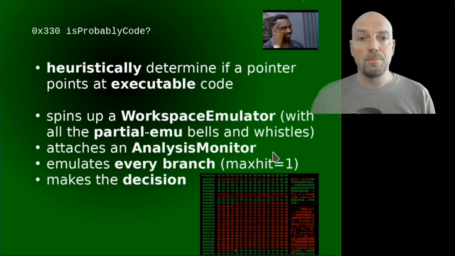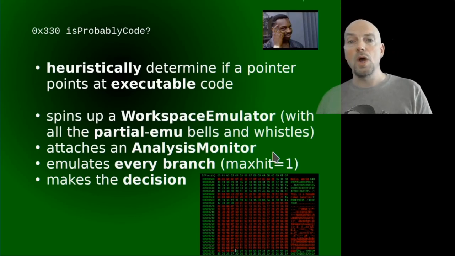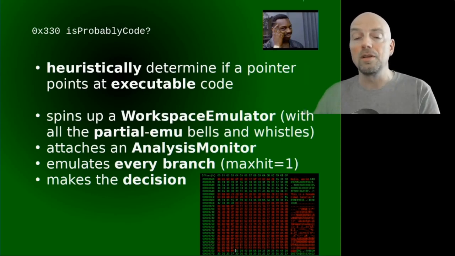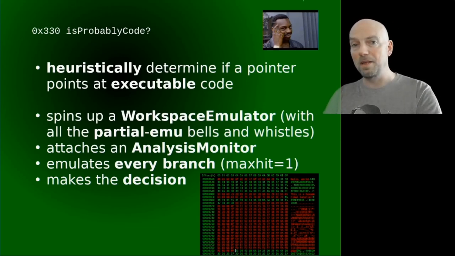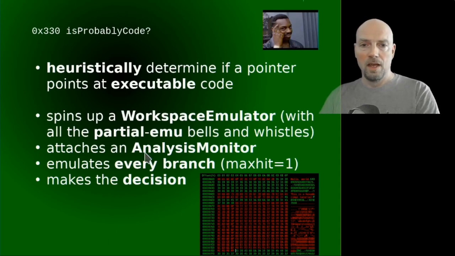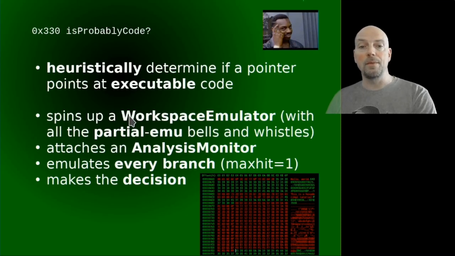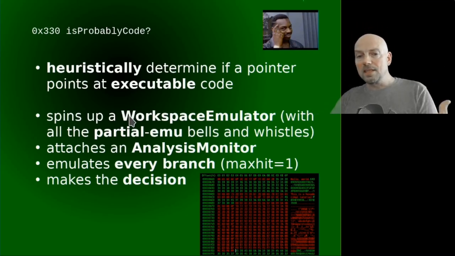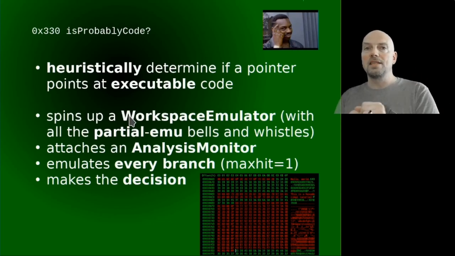All right, next example we're going to talk about is isProbablyCode. This is another internal function of vivisect that heuristically determines what a pointer points to, particularly looking for executable code. It's part of a family of isProbablys, and we'll show that in just a second. It starts up by spinning up a workspace emulator with partially EMU bells and whistles. It attaches an analysis monitor and then emulates every branch.